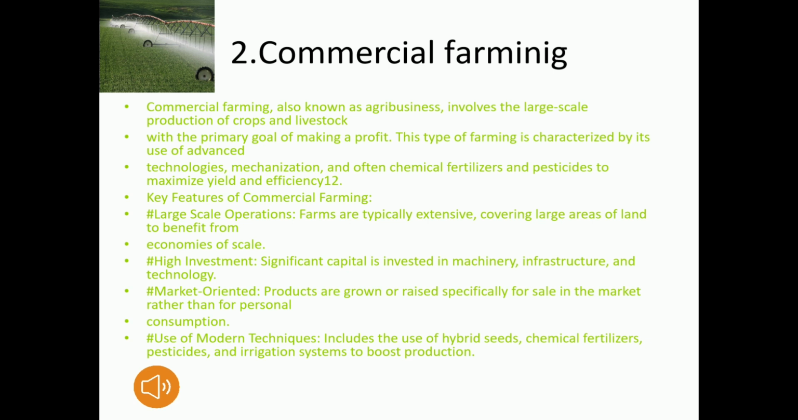Second, commercial farming. Commercial farming, also known as agribusiness, involves the large scale production of crops and livestock with the primary goal of making a profit. This type of farming is characterized by its use of advanced technology, mechanization, and often chemical fertilizers and pesticides to maximize yield and efficiency.